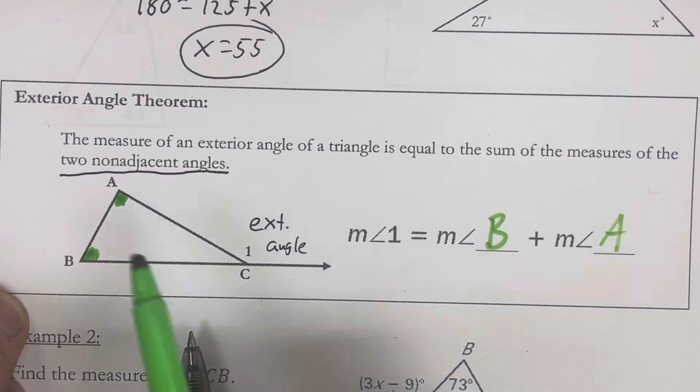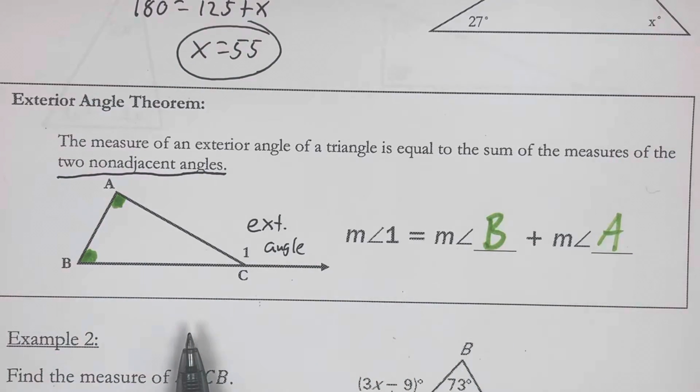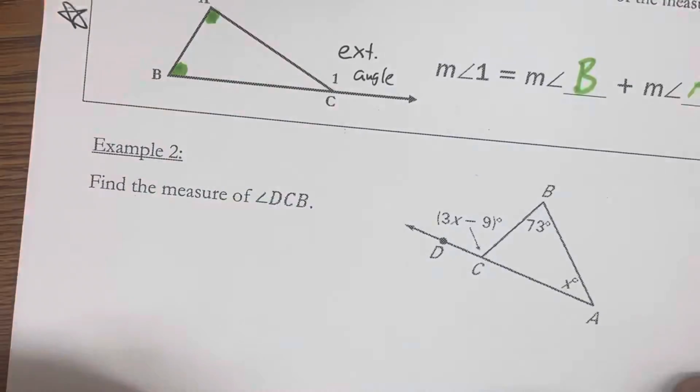All right, so we'll have to take the measure of B plus the measure of A. That's equal to the one on the outside. So the one that it's not right next to. If you see an angle on the outside of the triangle, this is probably what you are going to have to use. Okay?